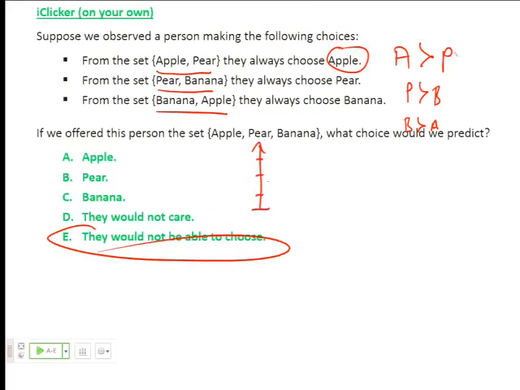I could take any two of these and define a rank, right? A, P, B. If I take the first two, A is greater than P, P is greater than B, and I can take any other two and get a different ordering, right? So if I take these two, what I get is P's best, then B, then A. And if I take these two, what do I get? I get B and then A and then P. This person can't rank their preferences.